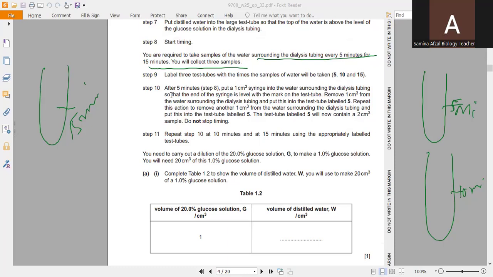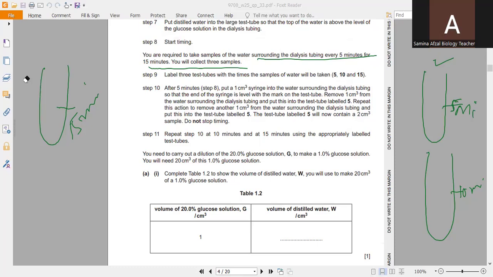So for this purpose, after 5 minutes, for the first test tube, you have to put a 1 cubic centimeter syringe into the water surrounding the dialysis tubing. So you can see surrounding the dialysis tubing, and so that the end of the syringe is level with the mark on the test tube, and then remove 1 cubic centimeter from the water surrounding the dialysis tubing and put this into the test tube labeled 5.